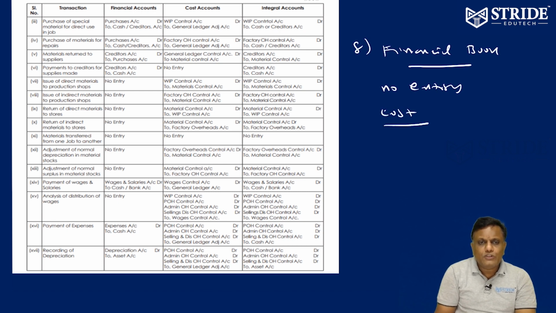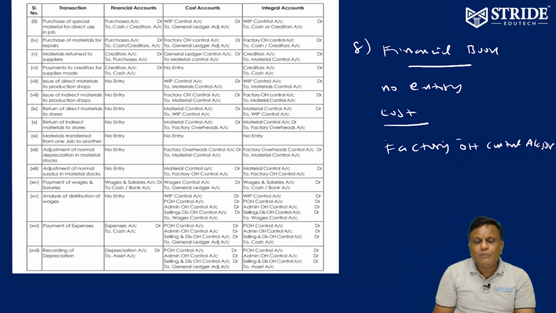But in cost books, WIP control account debited. So this is indirect material. Therefore, factory overhead. Direct material means WIP. This is indirect material. Therefore, factory overhead control account debited.